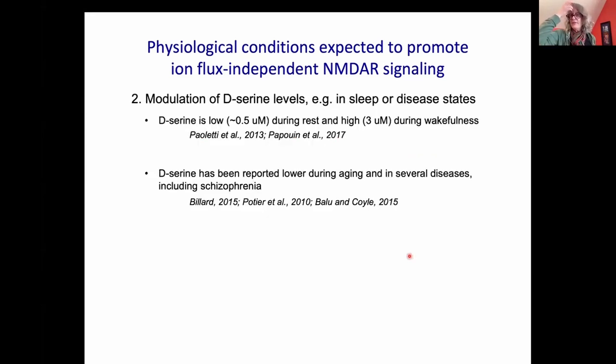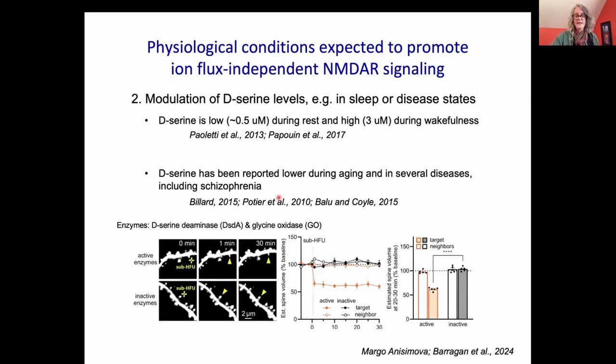Another type of change that appears to be physiologically common is changes in the modulation of levels of D-serine. So for instance, in sleep or disease states, D-serine is modulated. It can be low during rest and high during wakefulness, and this would be swaying the NMDA receptor from going without D-serine, ion flux independent, to with D-serine, ion flux dependent. It's also been reported to change during aging and in several diseases, including schizophrenia.